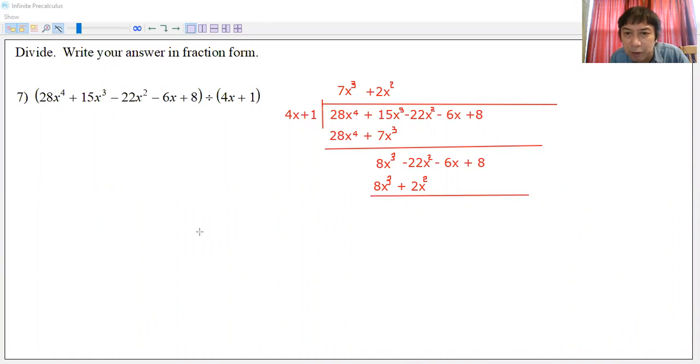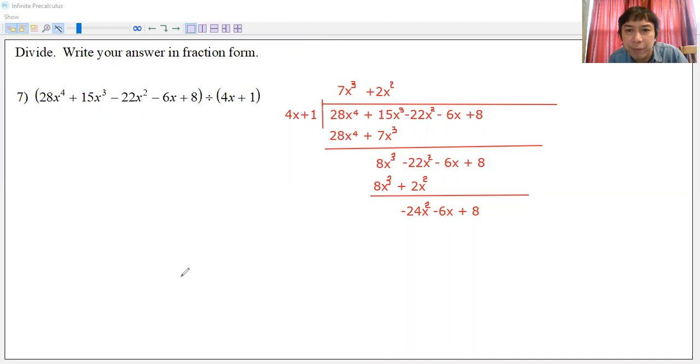All right, subtracting now negative 22x squared minus 2x squared. That makes negative 24x squared. Okay, that will be a squared. Now we have to bring down the 6x and the 8. Minus 6x and 8. Now this is squared, of course. All right, back to divide. That is still squared, and our divisor is first degree. We can still go on.